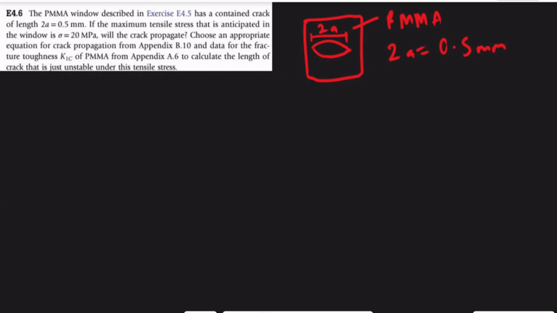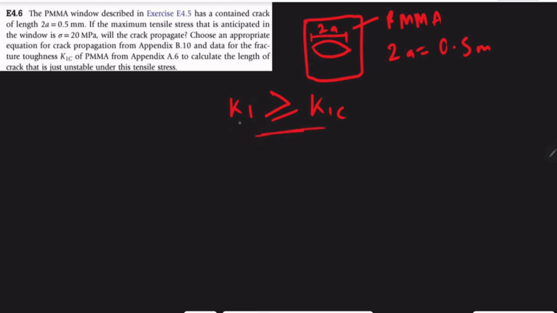In order to assess this, we need to figure out the fracture toughness of this material. What we are trying to achieve here is to prevent this crack from propagating. For this crack to propagate, the stress intensity factor K1 should be greater than or equal to K1C, which is the fracture toughness of our material, PMMA. If K1 is greater than or equal to the K1C of our material, that means this crack will propagate and the material would fail. So we want to prevent this from happening.